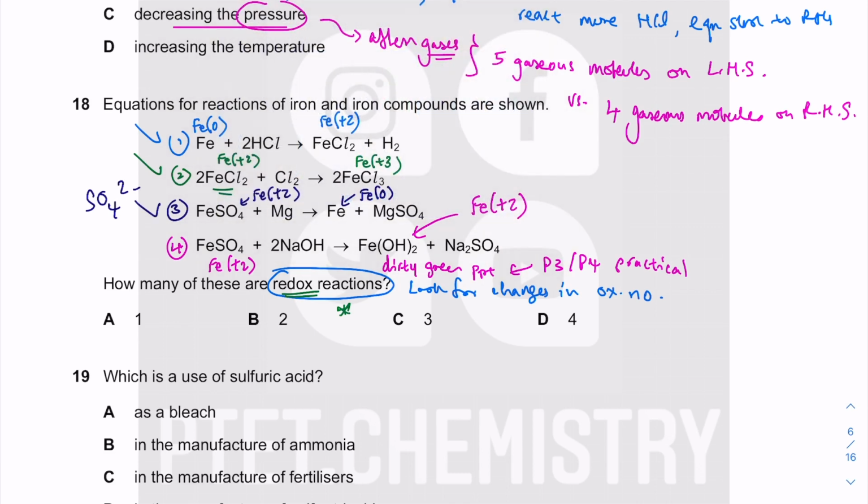And last but not least, this is iron(II) sulfate, iron +2. This is iron +2. So this is not a redox. So 1, 2, and 3 only. So there are 3 of them which are redox reactions.